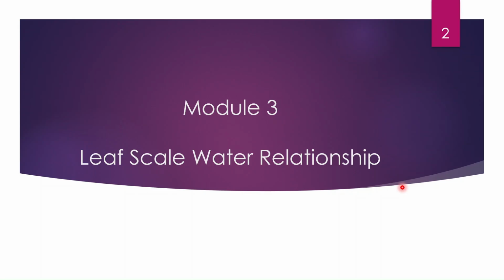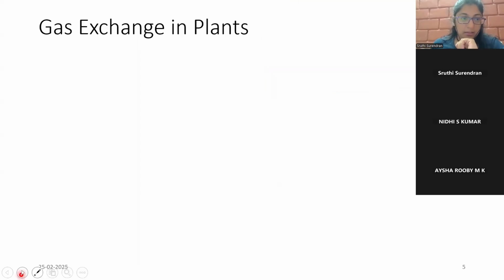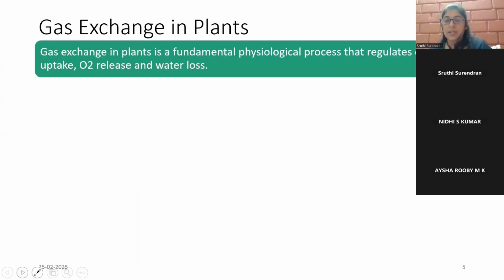So, till now, we were focusing on photosynthesis. In leaf scale water relationship, we'll be going more into how various processes like transpiration and stomatal conductance, two different processes, are happening and how they are related to photosynthesis. So, gas exchange in plants.